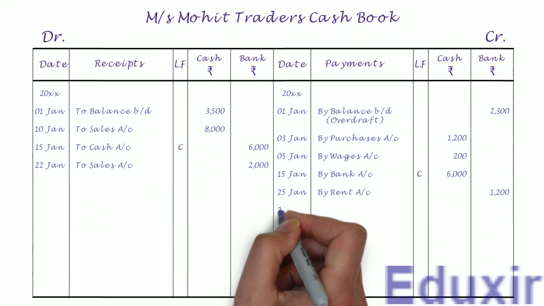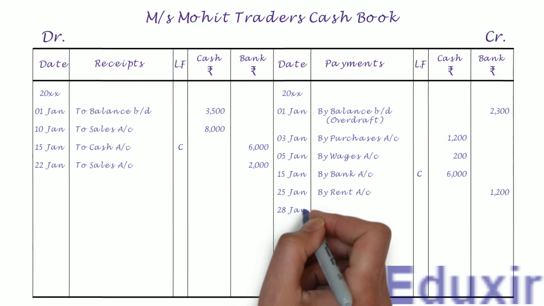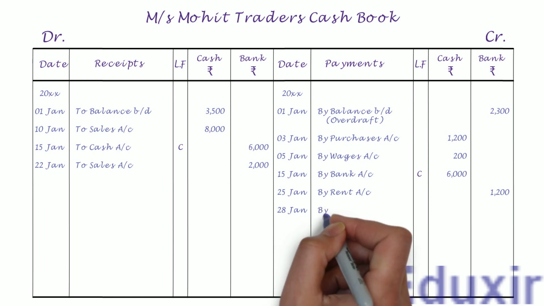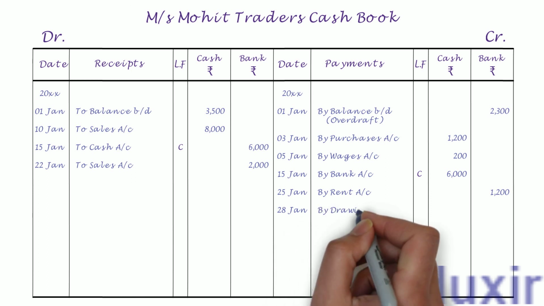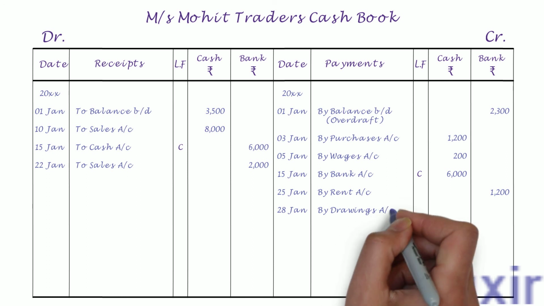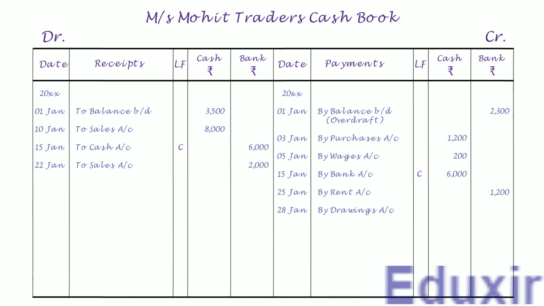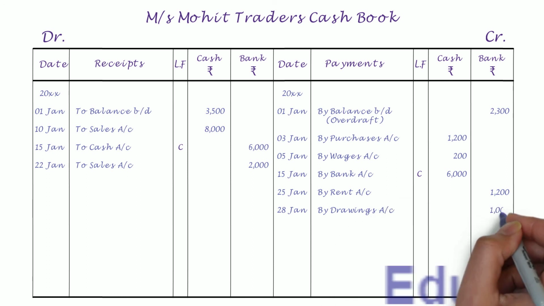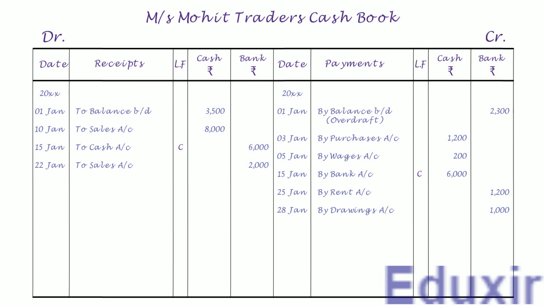Let us first record the date. Let us then record the drawings account in the payments column. Let us then record the credit amount of 1000 rupees in the bank column. With that, we have completed the posting of this transaction into the cash book. Let us now take up the next transaction.